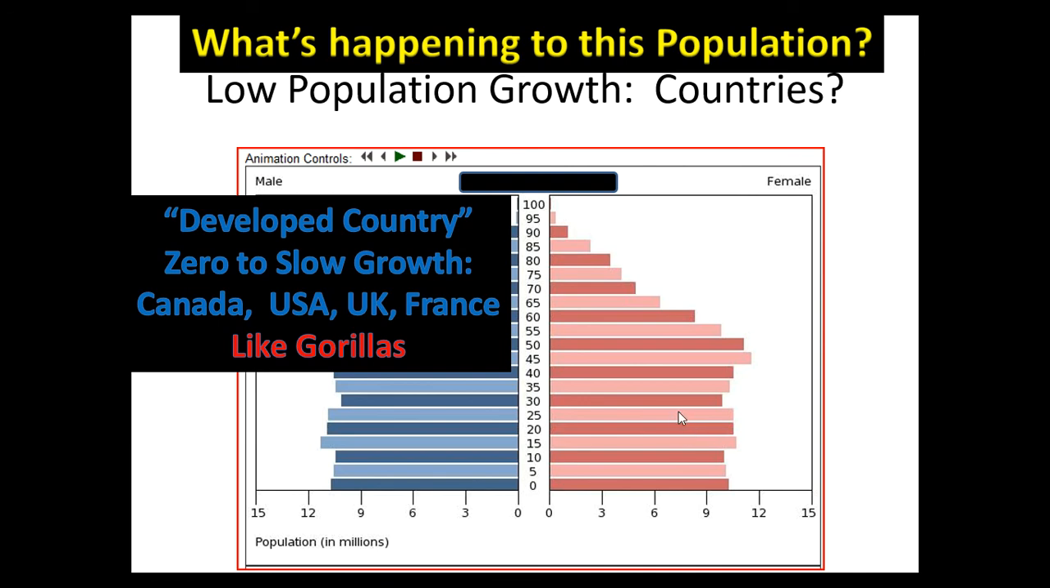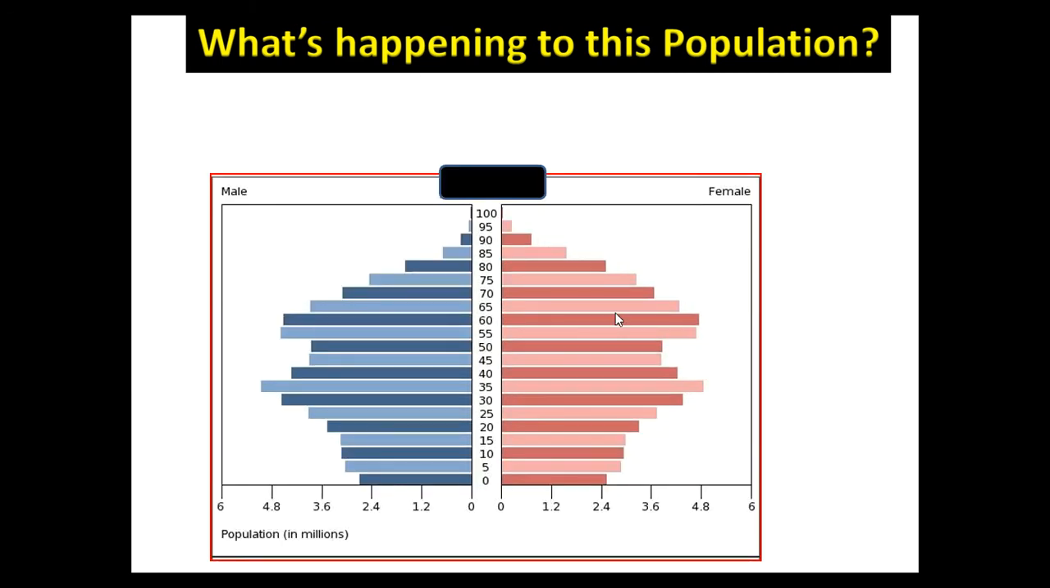Same for wild populations. With gorillas, they mature late. They have their kids late. They spend a lot of energy on them, so their populations stay fairly stable but grow slowly. The opposite of that, of course, would be a population like this.